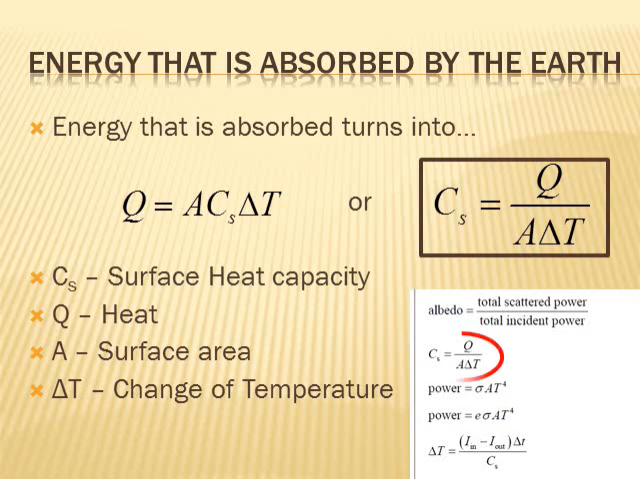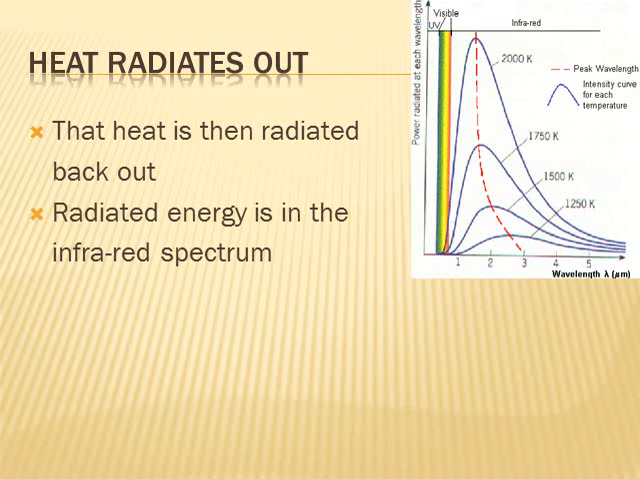Now they actually give you this equation in your IB data booklet. So it's basically Q is equal to mc delta T, but they put it in a little weird form, right? They write it in terms of the surface heat capacity, and you can still use it. Now, if the Earth absorbs energy, it will warm up. However, the Earth is always absorbing energy because the sun is always shining on it.